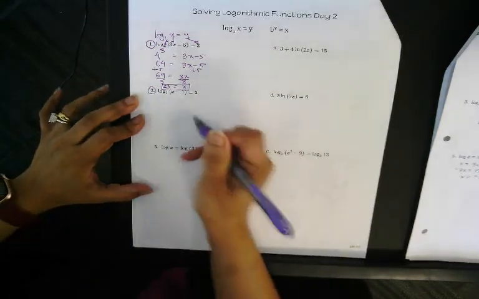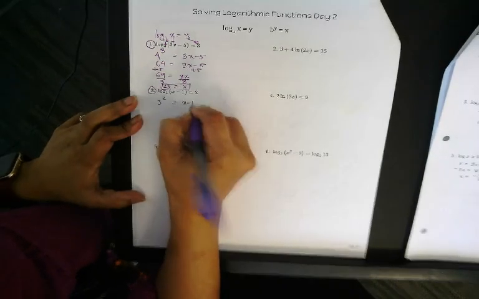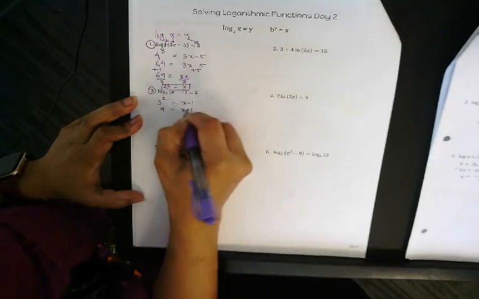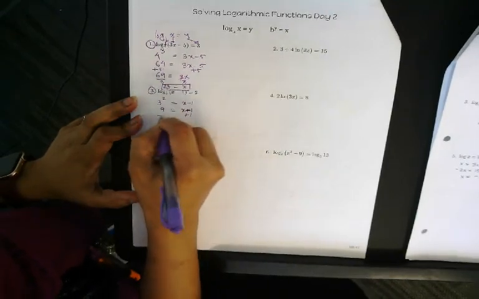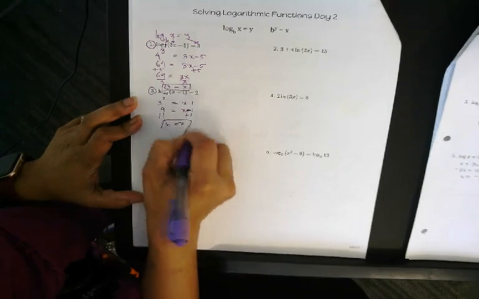Okay, so this one is going to be 3 squared is equal to x minus 1. 3 squared is going to be 9 is equal to x minus 1. Sorry, y minus. And then you add 1 on both sides. So x is going to be equal to 10.